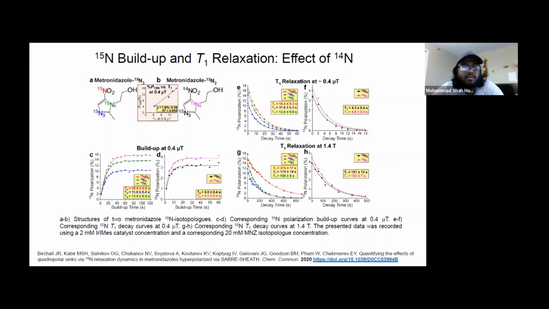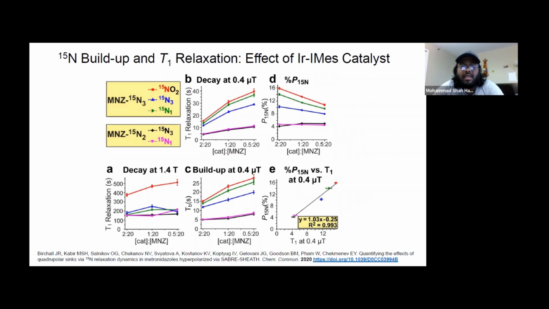lower. Next slide, please. So we figured out that in the case of the catalyst activity, where we see the decay for A and B, there is a kind of linear dependence, and in the case of buildup, there is some agreement with the decay, because we see that in the case of lower concentration, they show better T1 and TB values but lower polarization, and for higher concentration, their values are kind of reversed. And next slide, please.